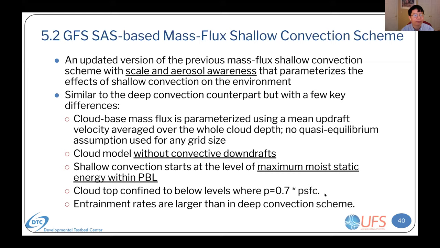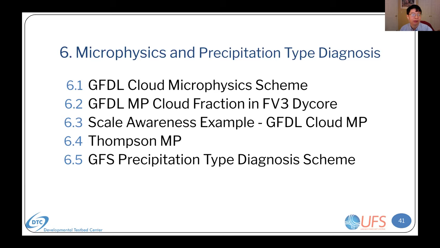So now let's look at the cloud microphysics. There are two microphysics schemes, one is the GFDL cloud microphysics scheme, the other is the Thompson microphysics. We also talk about the cloud fraction in the FV3 dynamical core and the scale awareness of the GFDL cloud microphysics, then talk about the GFS precipitation type diagnosis. So it's how we decide whether it is rain or snow based on the temperature.